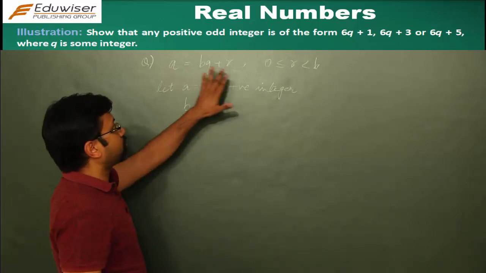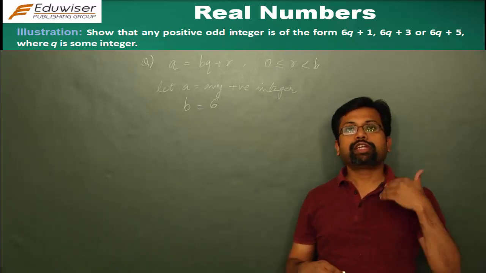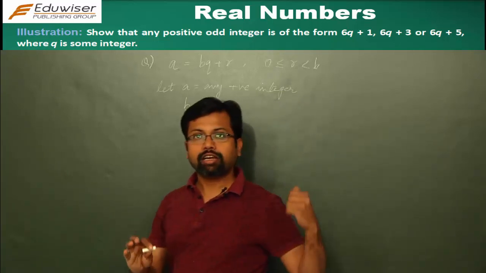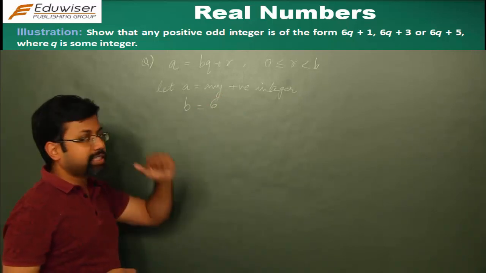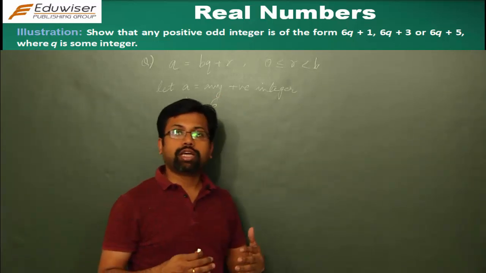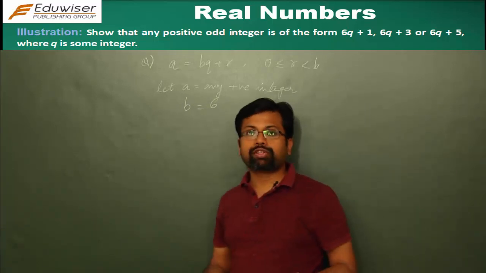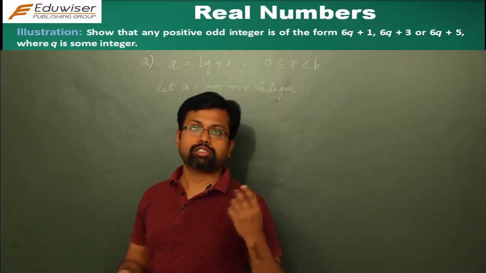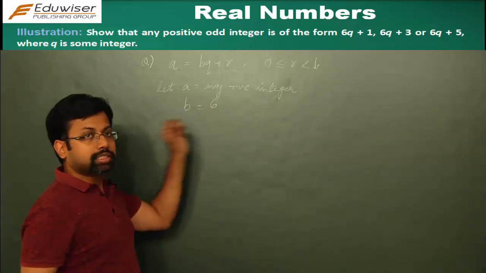Since this is true for any two values of a and b, if we take b as 6, it is still going to be applicable. It is still going to be true. Why did we take 6? Because in the question we have to prove that any odd positive integer is of the form 6q plus 1, 6q plus 3, 6q plus 5. So we took b as 6.